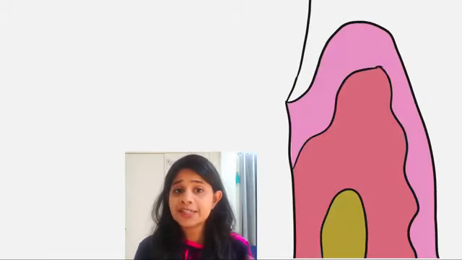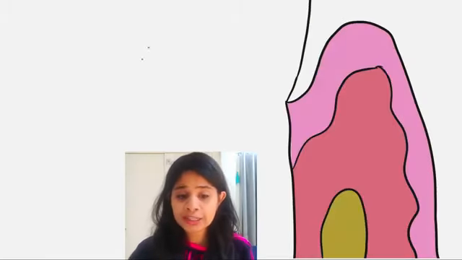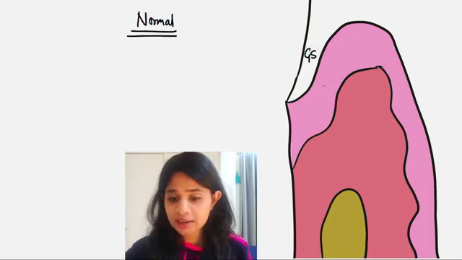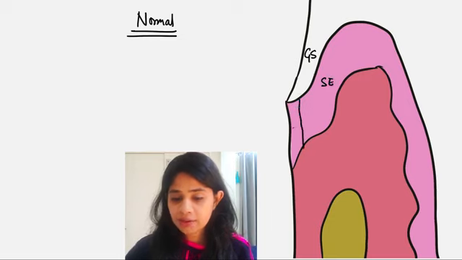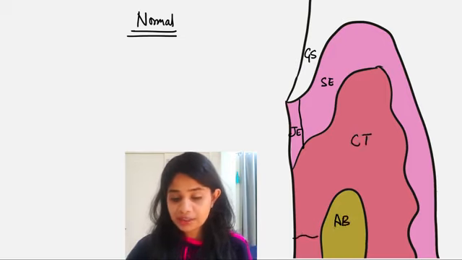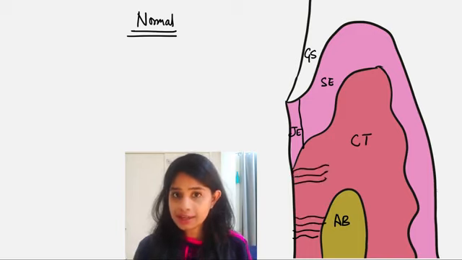Now if we talk about the stages of pocket formation, this is a normal situation. This is the gingival sulcus, this is the sulcular epithelium, and this right here is our junctional epithelium, this is our connective tissue, and this is the alveolar bone. Along with that, we have intact periodontal ligament fibers as well as gingival fibers. So all these things are intact.